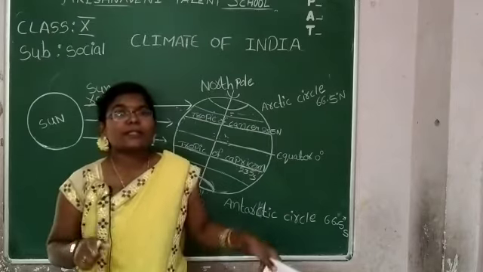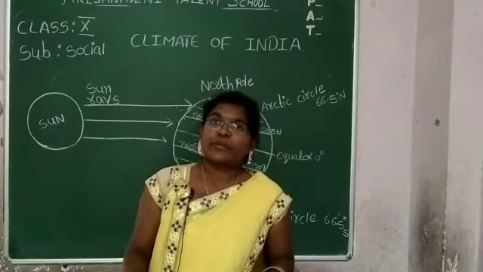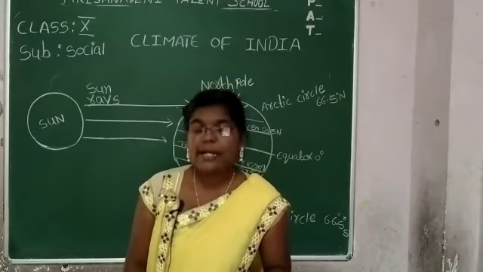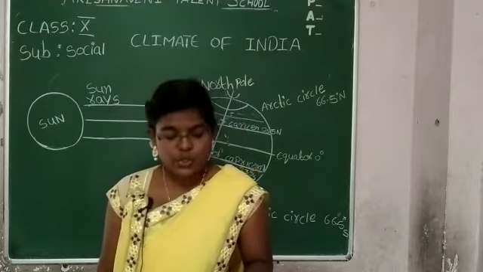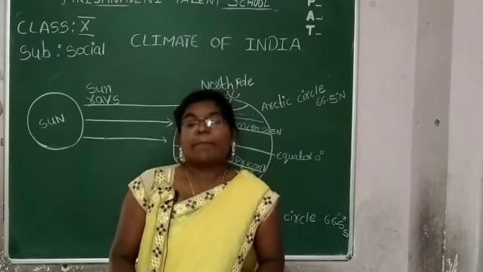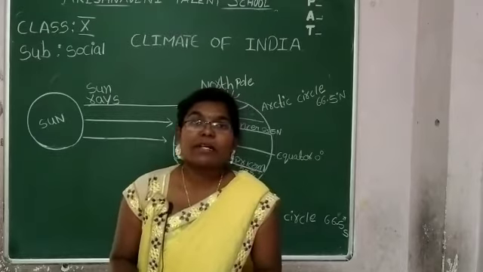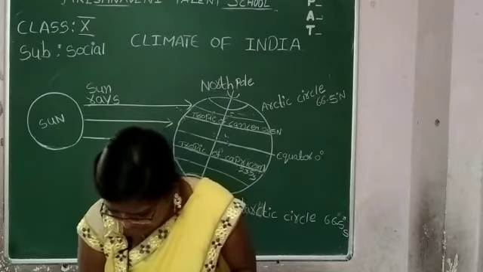The Tropic of Cancer divides the country into two equal parts. The part south of the Tropic of Cancer lies in the tropical zone. The part north of the Tropic of Cancer lies in the temperate zone. Remember this point. Coming to the land-water relationship.